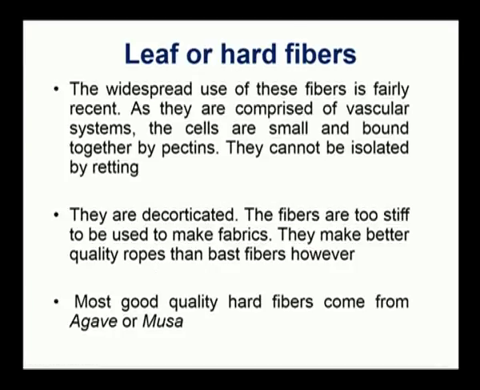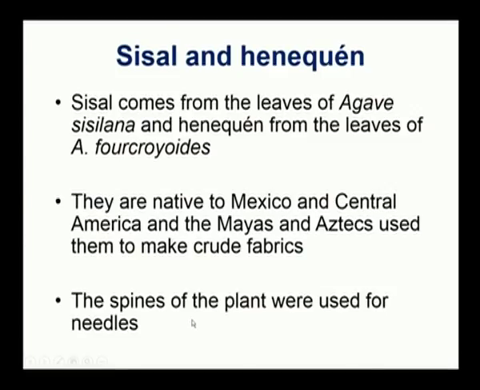So, here we can make rope of very best quality, that means the property, stability and hardness of the property get enhanced compared to our previously made bast fiber. Compared to bast fiber, leaf fiber has more advantages, and most good quality hard fibers come from agave or musa. These are two types of plants, the botanical names given here, which are used for getting this kind of leaf fibers. Another class is sisal and henequen.